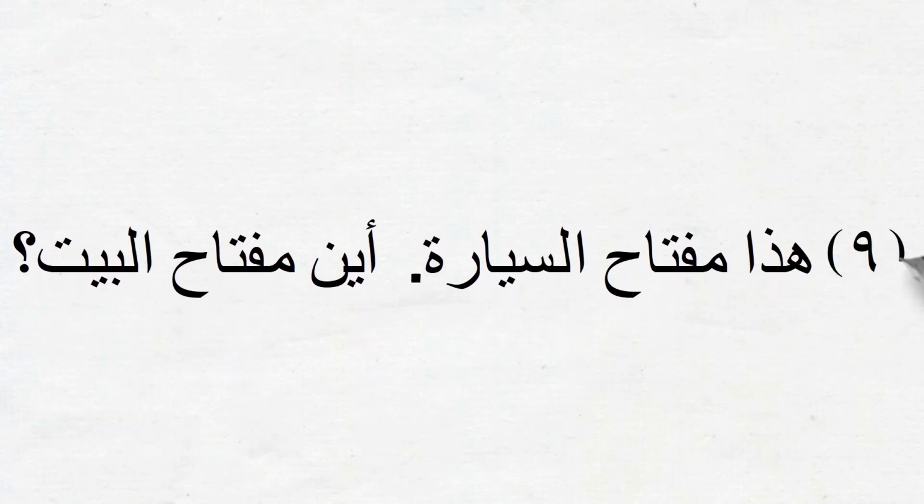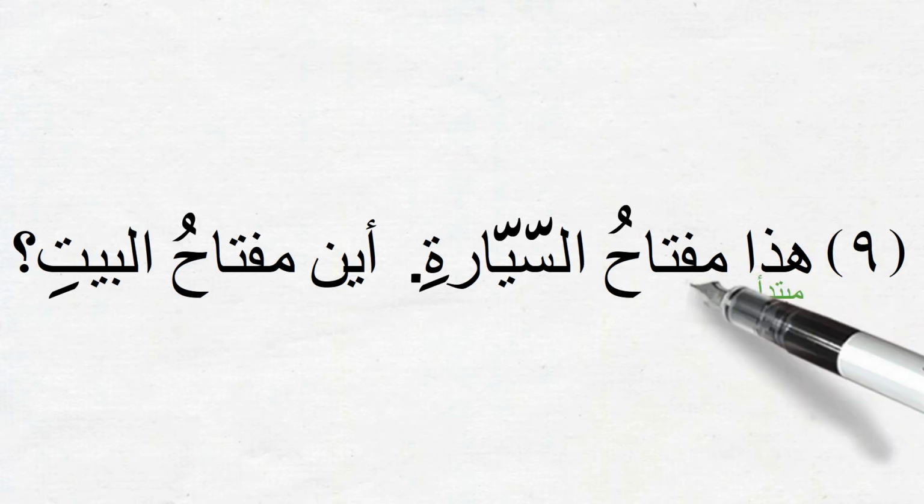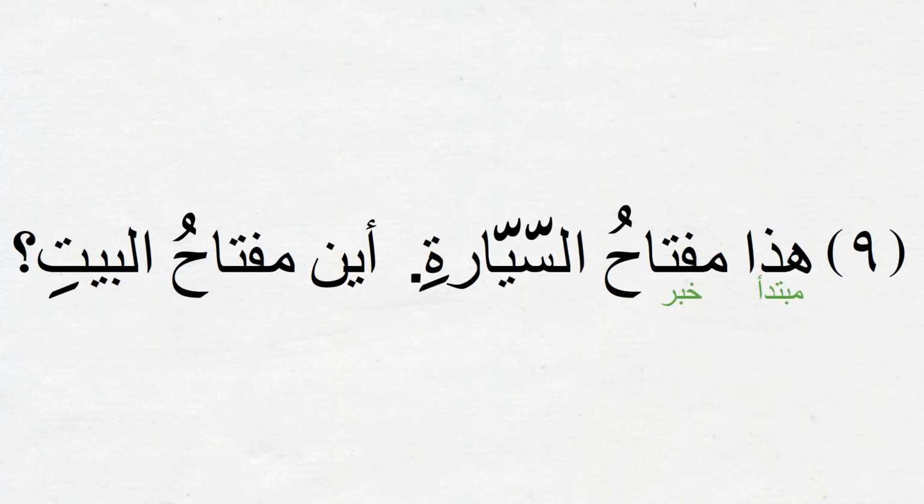Number 9. هذا مفتاح السيارة. أين مفتاح البيت؟ This is the key of the car. Where is the key of the house? The إضافة structures are مفتاح السيارة and مفتاح البيت. هذا is the mubtada of the jumla ismiya and مفتاح is the khabar. And as I mentioned before, we're not going to worry about the mubtada and khabar of the question sentences for now.